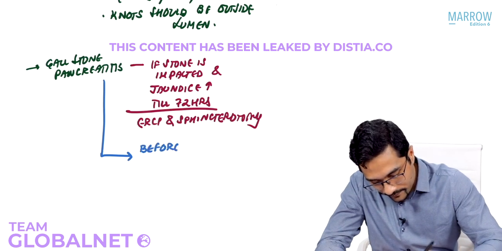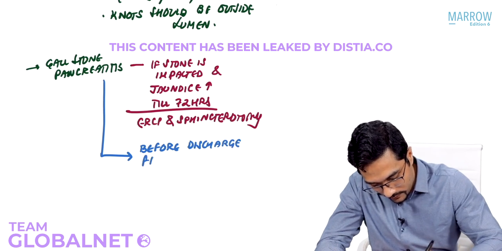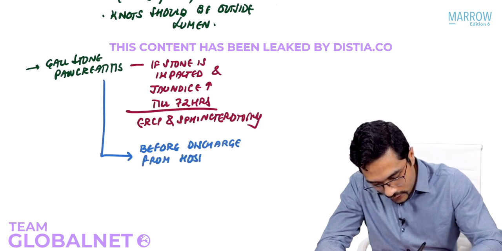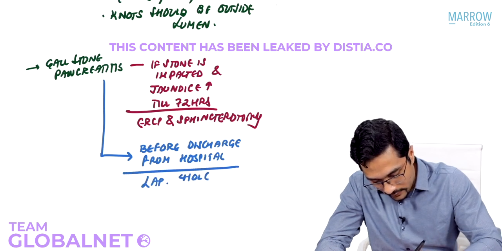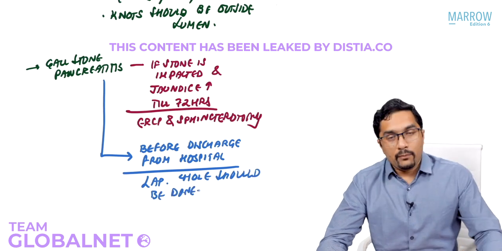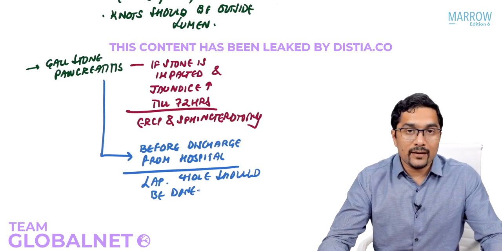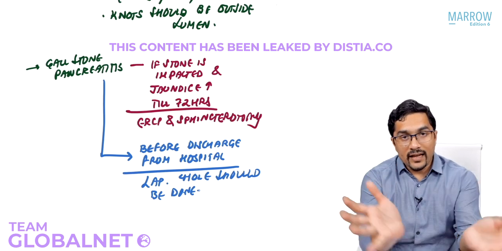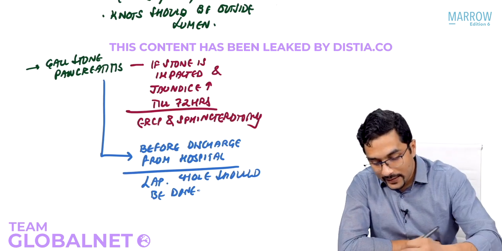And the second point which I want you to remember, this also I've highlighted in that module, before discharge from the hospital, patient should have a lap chole. Lap chole should be done so that multiple episodes of pancreatitis don't develop. And the final association of gallstones is with gallbladder cancer. So these were the various presentations of gallstones. Each and every one of it has been asked in the exam.